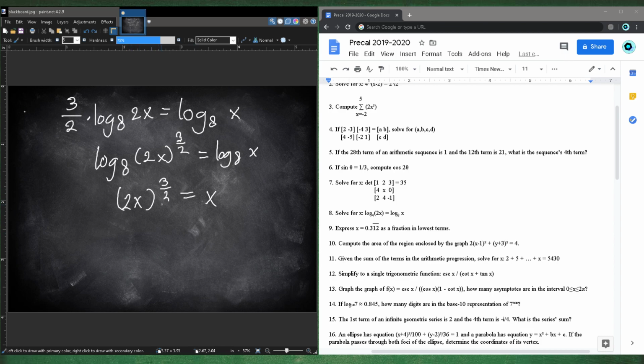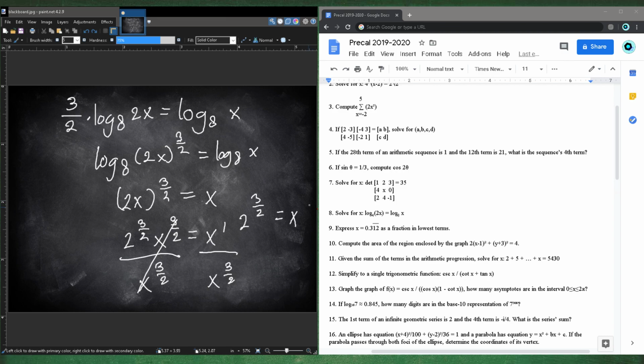So 2 to the power of 3 over 2 times x to the power of 3 over 2, distributing that out, equals x, right? And then we would divide both sides by x to the power of 3 over 2. So we could cancel out this x, so we have 2 to the power of 3 over 2 on this side. And this is x to the power of 1, so when you're dividing the same base with those exponents, we just subtract. So 1 minus 3 over 2 is x to the negative 1/2, right?